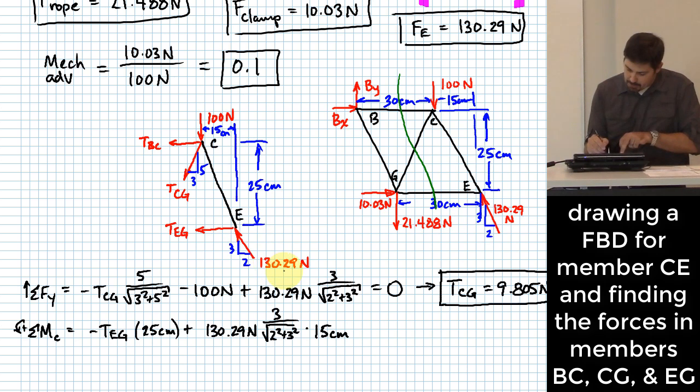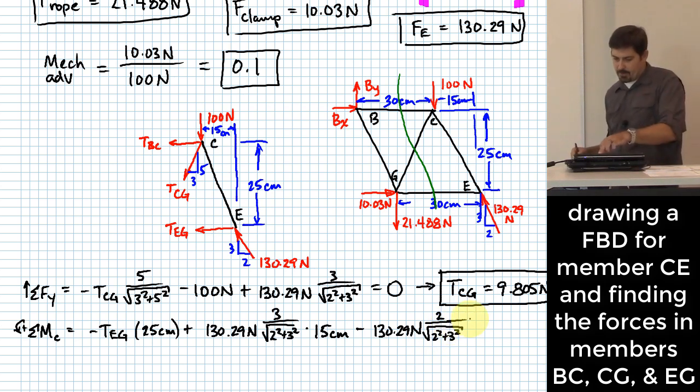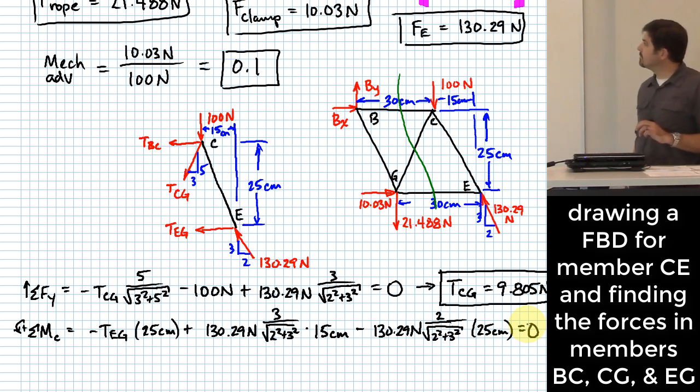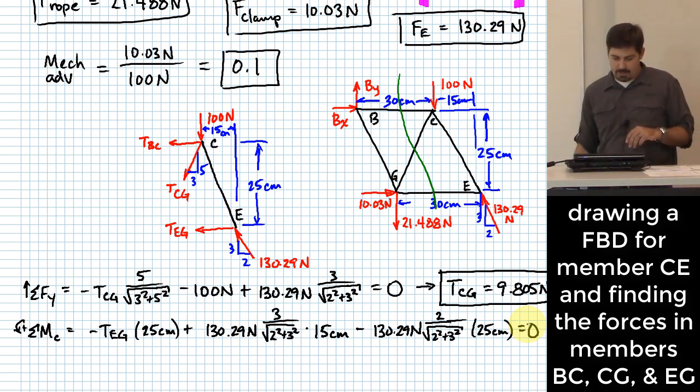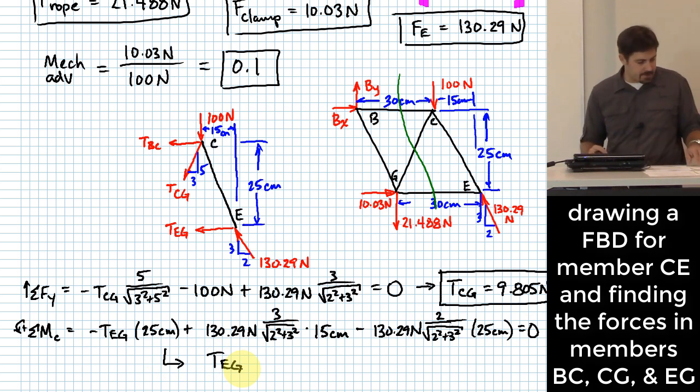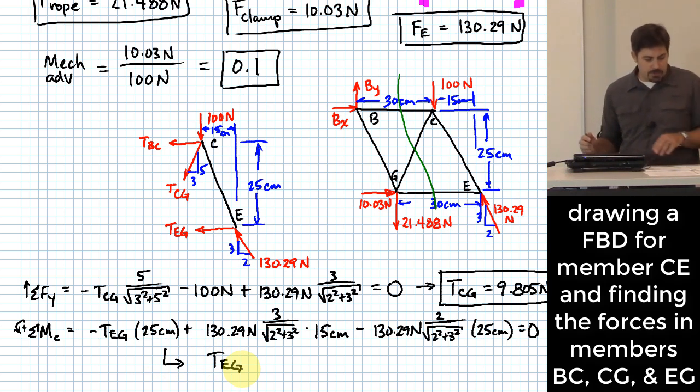Then I need to take care of the horizontal component of the 130.29. That would tend to have a clockwise effect there. So I would say minus 130.29 newtons times 2 over the square root of 2 squared plus 3 squared. All right. This multiplied by 25 centimeters. And I think that takes care of everything that would create moments around C. Okay. And when you solve for TEG, with this one equation, one unknown system, it ends up giving you minus 7.227 newtons.